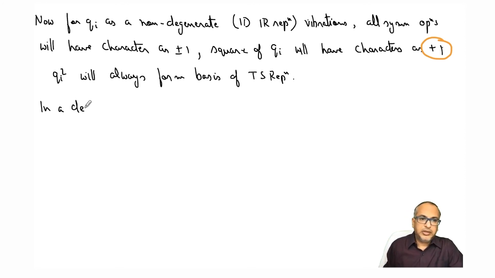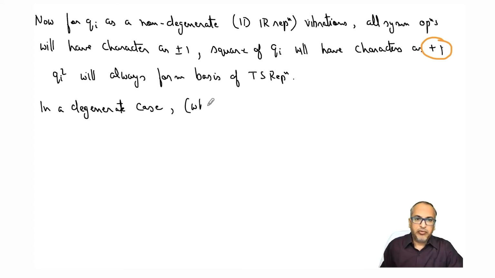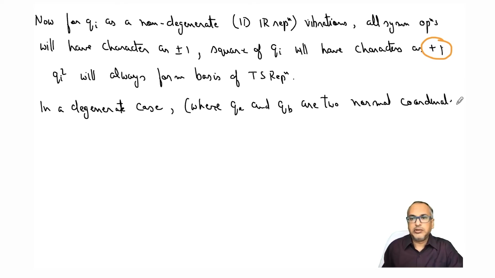In a degenerate case, we will also discuss examples, so do not worry if you're not able to follow it. We'll see examples and then it will be very clear. So in a degenerate case where QA and QB, let's say there are two Q values for the corresponding degenerate case, are two normal coordinates of a pair of vibrations.